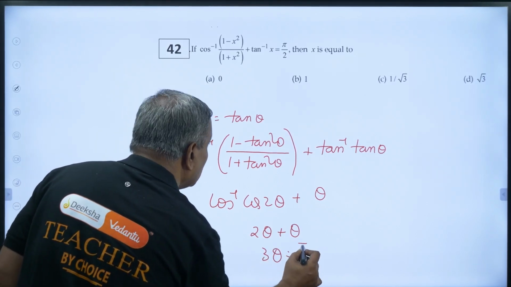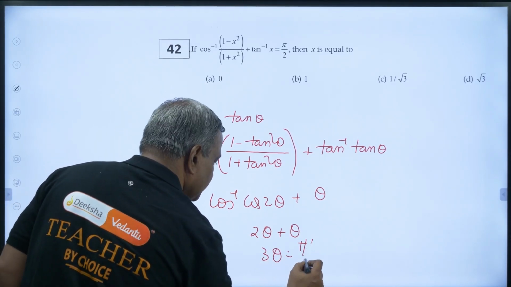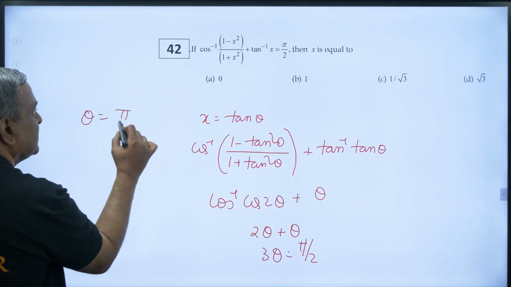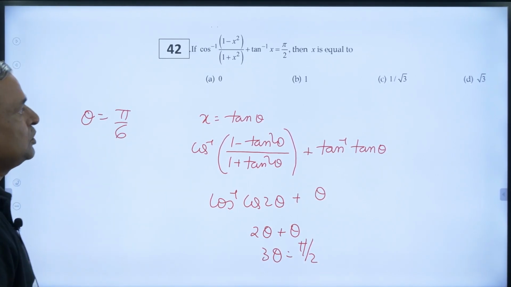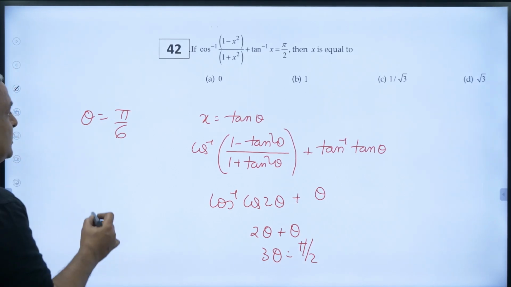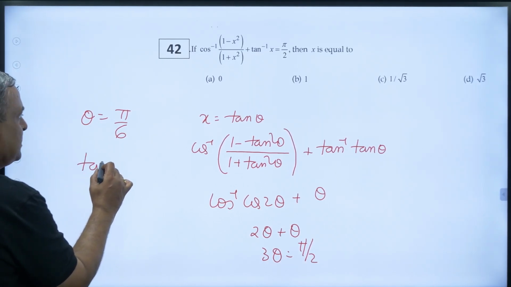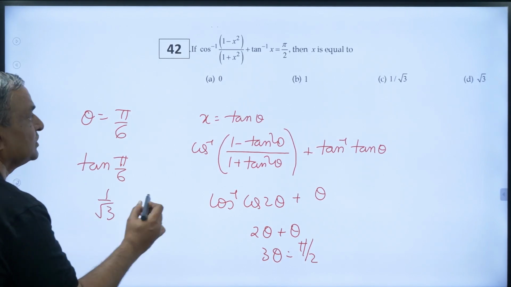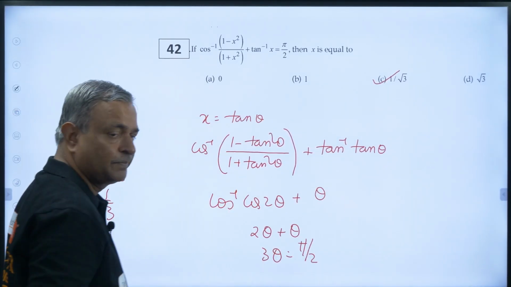3 theta is equal to pi by 2. So this implies theta is equal to pi by 6. So what we substitute? Tan pi by 6. Tan pi by 6 is 1 by root 3. Option C is correct. Okay.